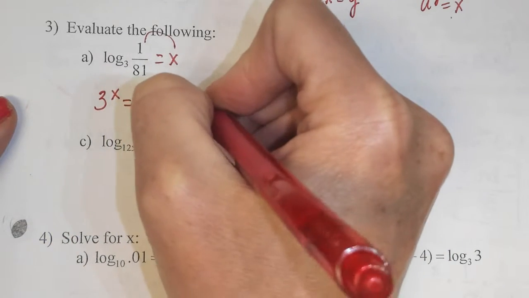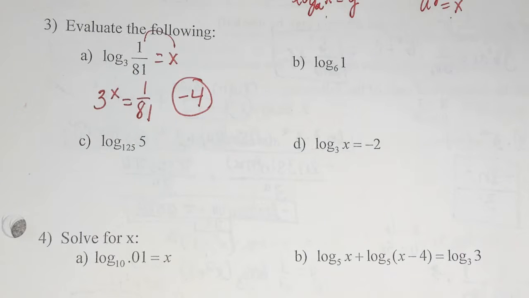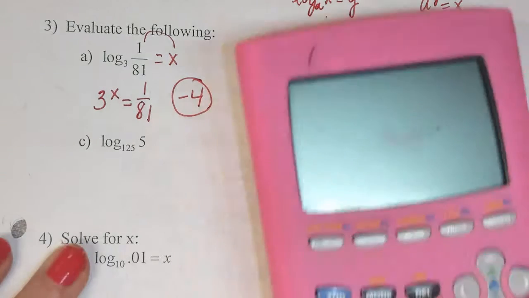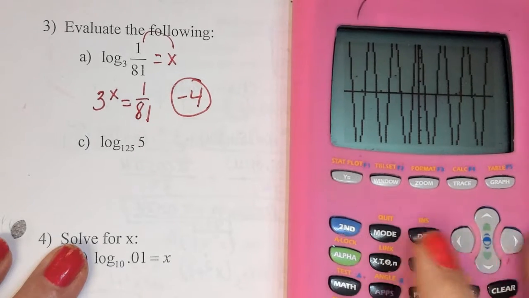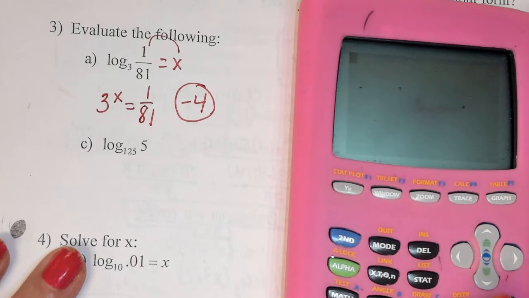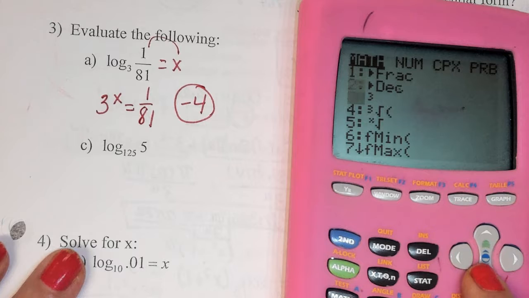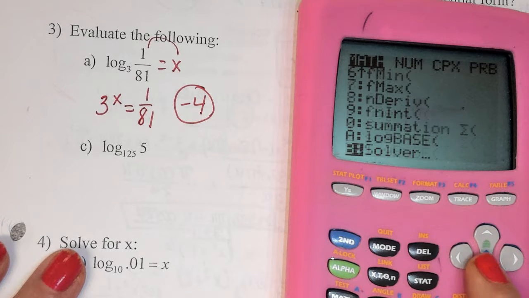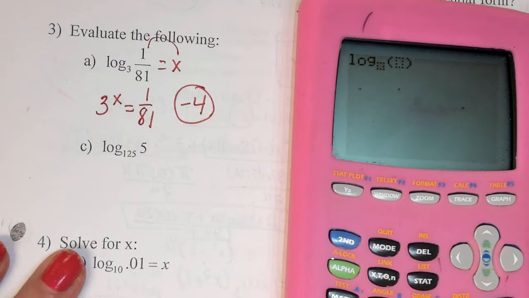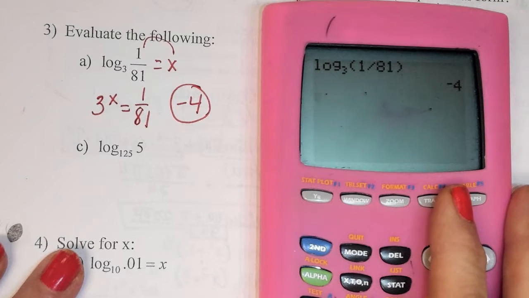-4. Good job. Remember, you can also use your calculator to evaluate logs. If I didn't know this answer, I could use my calculator. I could go to math, I could go down to log base. We're going to have log base 3 of 1 over 81, and it'll tell me the answer is -4.